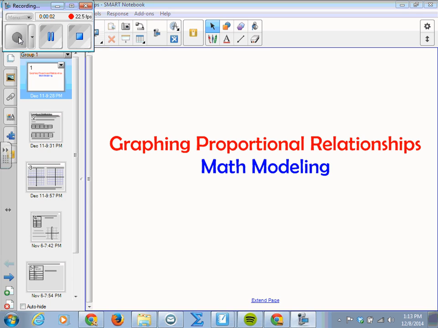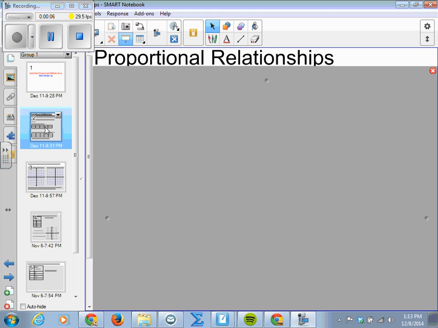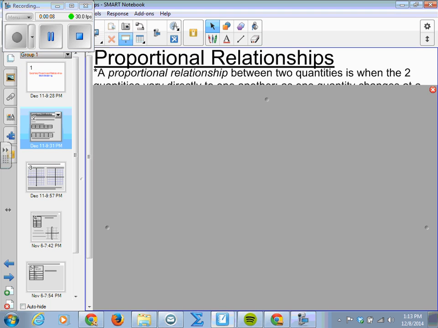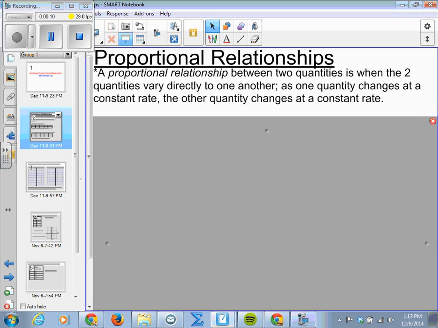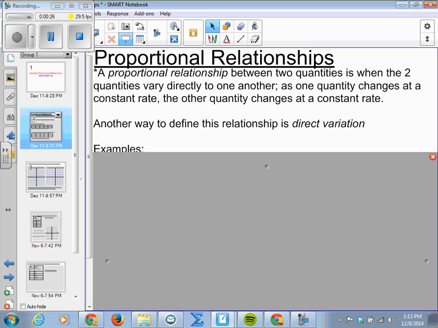Your lesson today is on graphing proportional relationships. Let's take a look at a couple relationships given in table form. As a reminder, a proportional relationship between two quantities is when the two quantities vary directly to one another. As one quantity changes at a constant rate, the other quantity changes at a constant rate as well. We can also say this as direct variation.